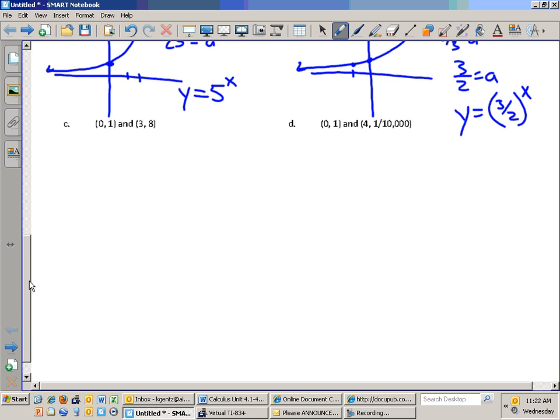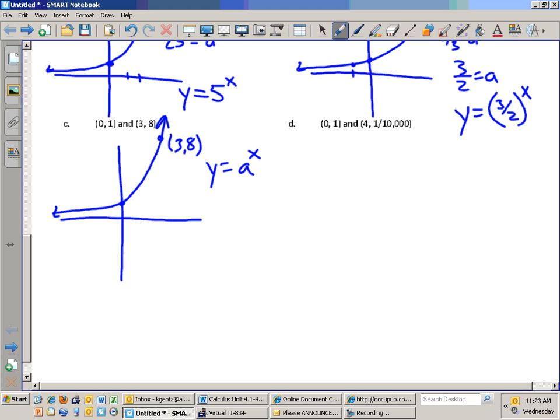Let's try C. 0, 1, and 3, 8. So somewhere up there. Will a be greater than 1 or less than 1? Greater than 1 still. We're looking for y equals a to the x. We have a y value of 8. We have an a value that we're looking for. We know x is 3. What number do you take to the third power to get 8? A is equal to 2. So your equation should be y is equal to 2 to the x power. That would be that graph.